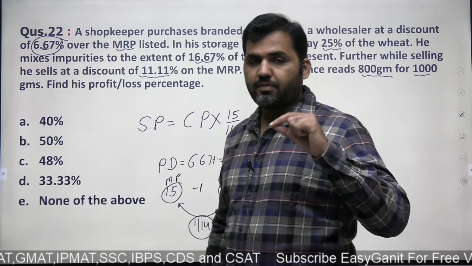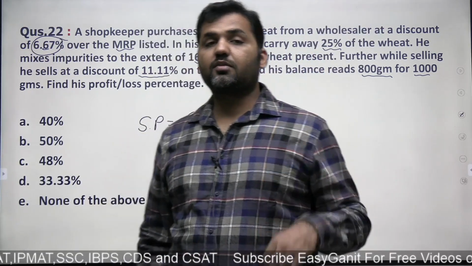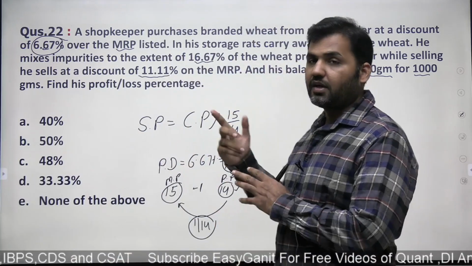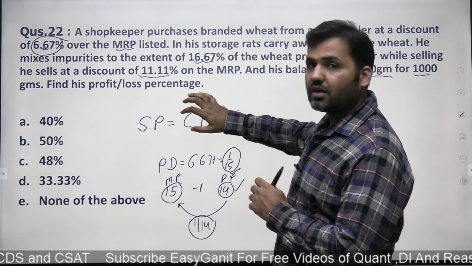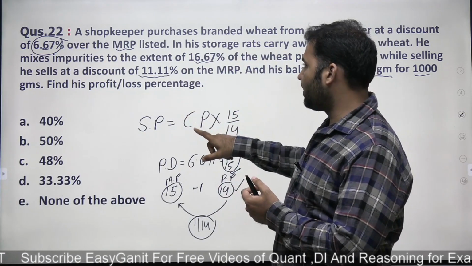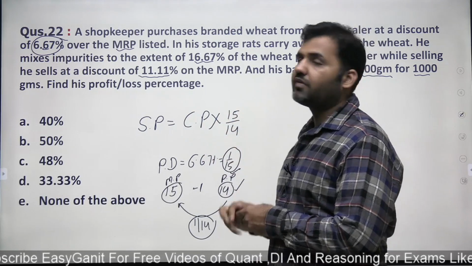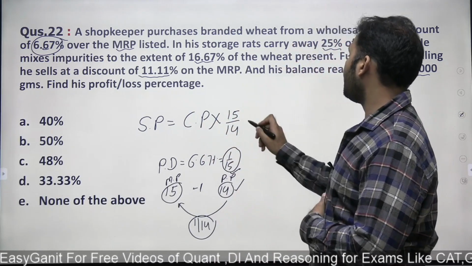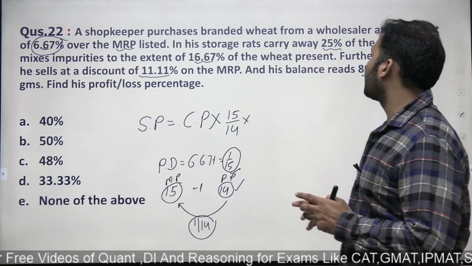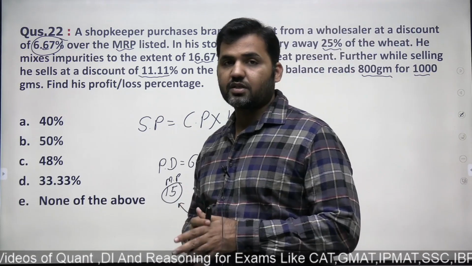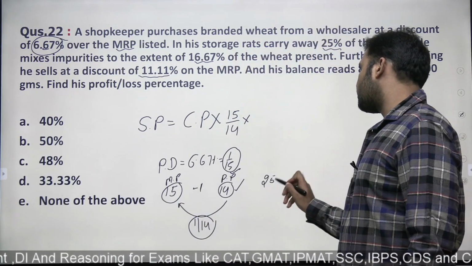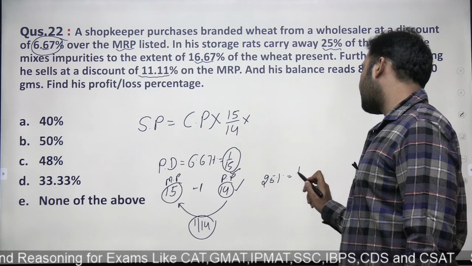If I want a profit of 1 by 14 on the product, then I will keep my selling price 1 by 14 up from the cost price. So I'll be increasing the cost price by 1 by 14 to earn a profit of 1 by 14. So the cost price has to be increased by 1 by 14, so it will become 15 by 14, right? Now you see that the second event which is happening is rats carry away 25% of the weight. So because of rats, 25% of the weight will decrease. 25% in terms of fraction is 1 by 4.